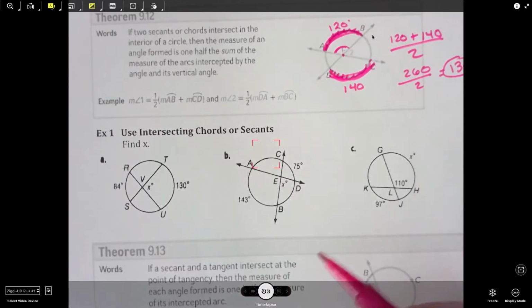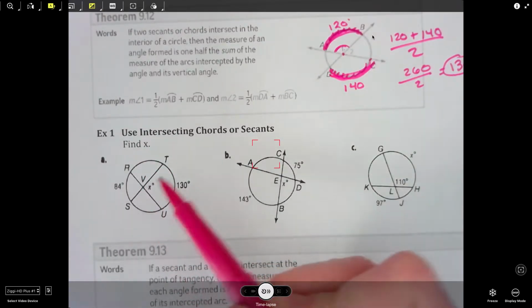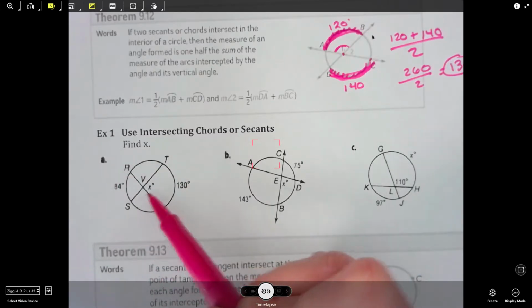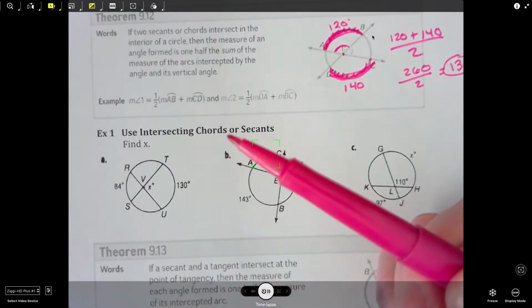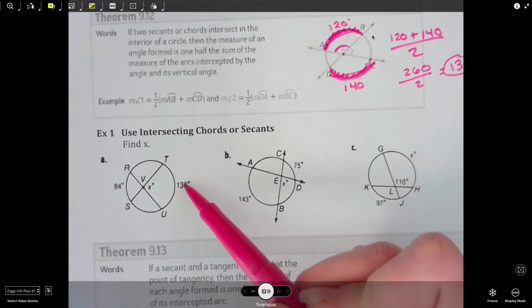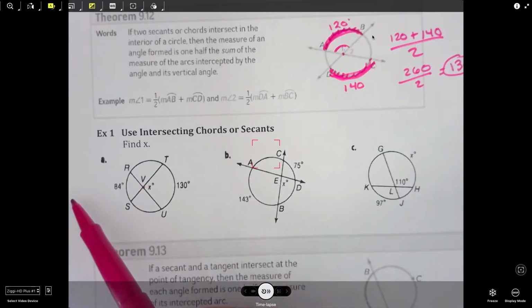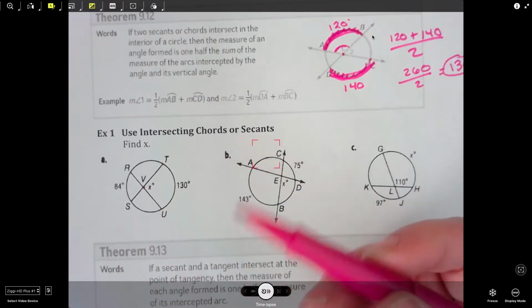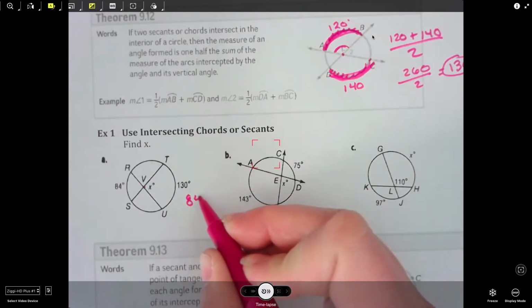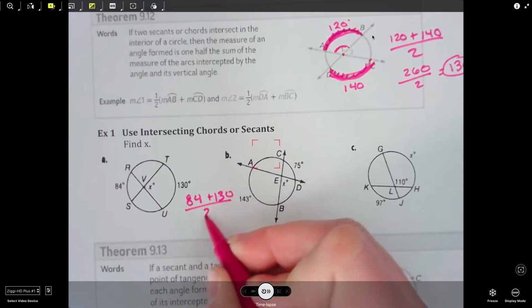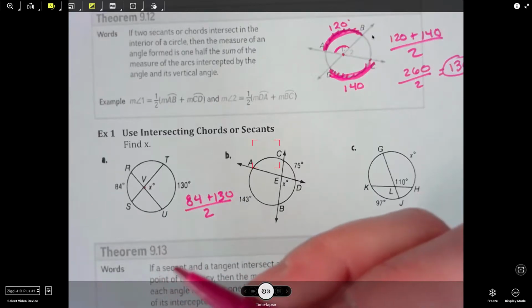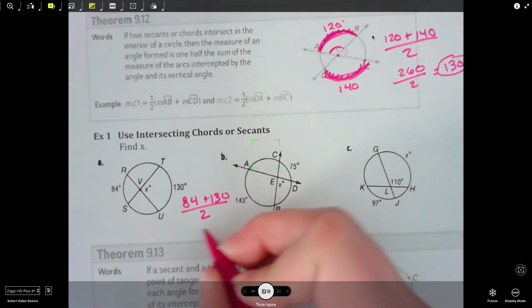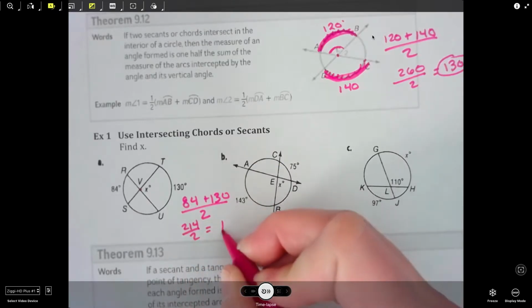So example 1, you have this angle x, and here's a better picture of what it looks like where the secant lines are not crossing at the center. So this point right here, V, is obviously not the center of the circle. If it was, then angle x would be 130 degrees, but it's not. So what we have to do is add 84 and 130 together and average them, add them together and divide by 2. So 84 plus 130 is 214, divided by 2 is 107 degrees.